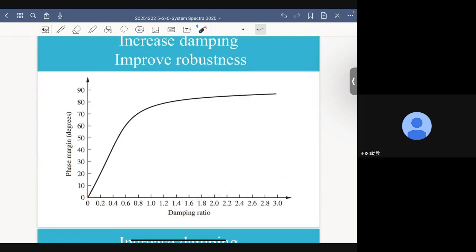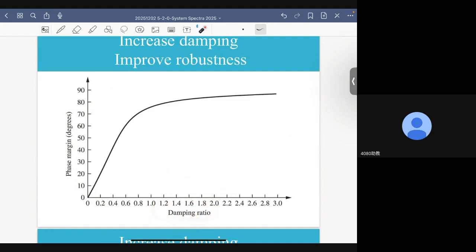What does it tell me? What can I learn from this curve? Okay, for engineers, extracting information from figures is a very important skill. Now it tells you that if you increase the damping ratio, you increase the phase margin. So it tells you that phase margin is directly related to relative stability.